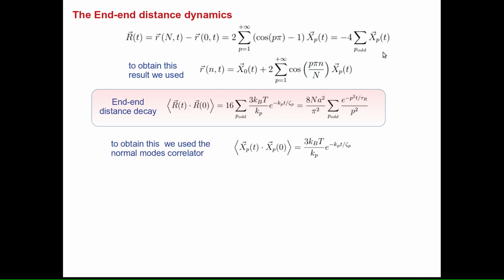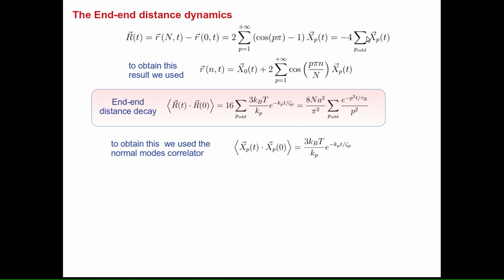Why? Because we know that the normal modes, for p equal 1, 3, and so on, follow the dynamics of an overdamped harmonic oscillator. We have already calculated for an overdamped harmonic oscillator that the correlation of the oscillators' positions in time is just given by this quantity. This was done already in the previous lectures, right? You just have to transform the variables in the right way, and remember that this is a 3D problem now. So this was already known.